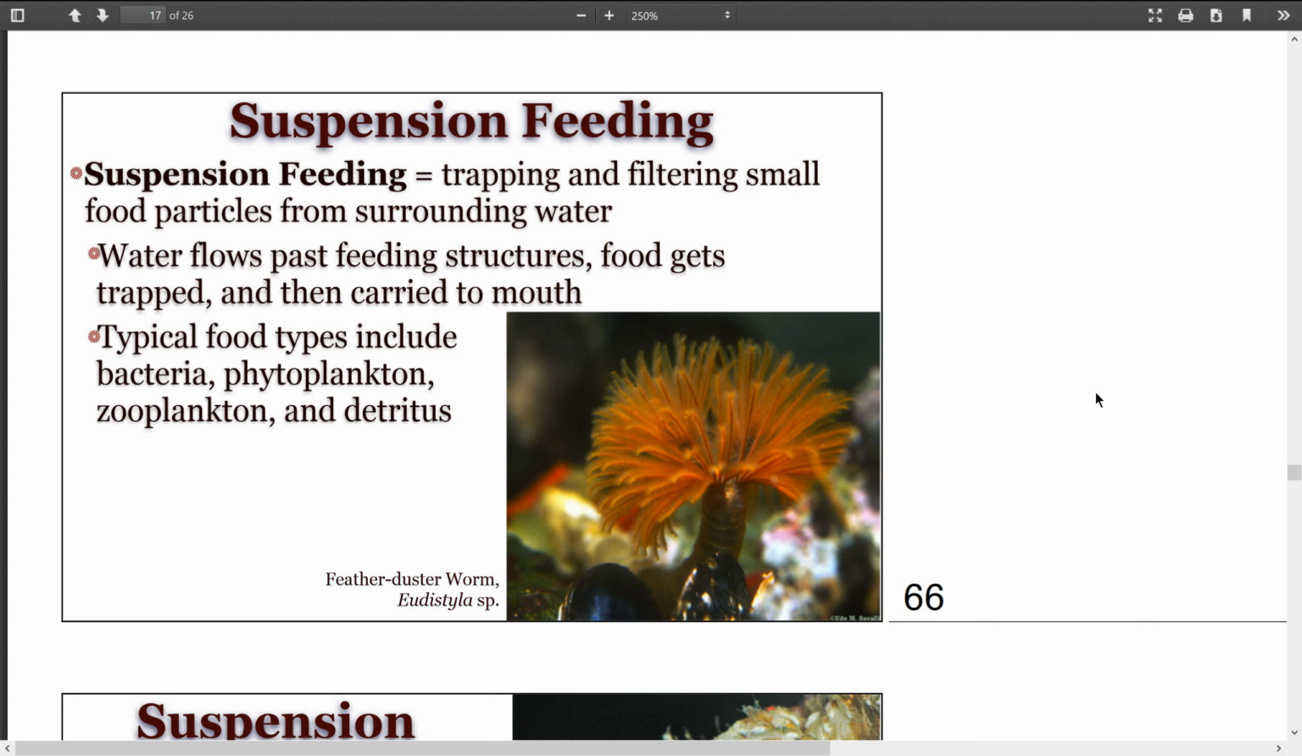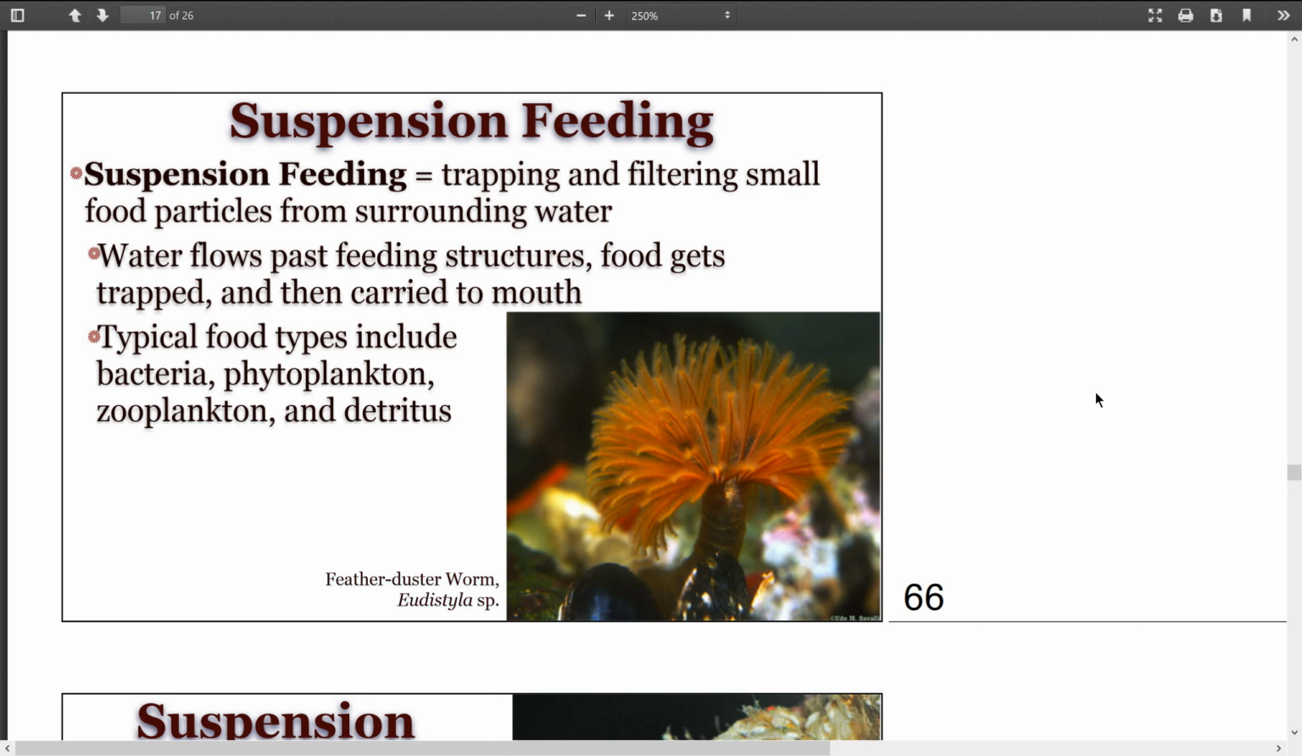One way to catch food is through what's called suspension feeding, sometimes called filter feeding, but that term is kind of vague and is used a little bit imprecisely. So in scientific parlance, we generally prefer the term suspension feeding. In suspension feeding, you trap and filter small particles from the surrounding water column.